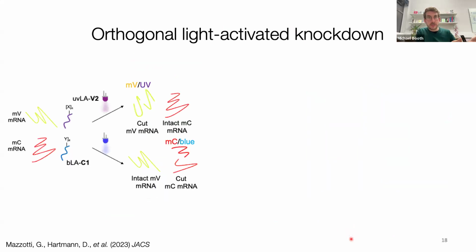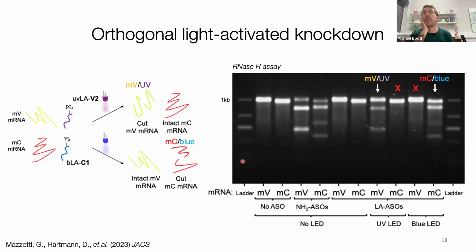Okay, so we had an orthogonal on switch, we had an on and off switch. So we thought, well, let's do an orthogonal off switch as well. So we made two different ASOs that deactivated either the mRNA of mVenus or the mRNA of mCherry. And so only when we got the right pairs should we get this cleavage. So here you can see a complicated gel. Don't worry, just look at these last 4 lanes basically. Only when we have the correct pairs do we get cleavage.